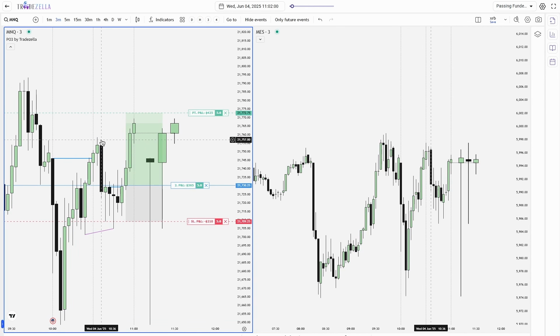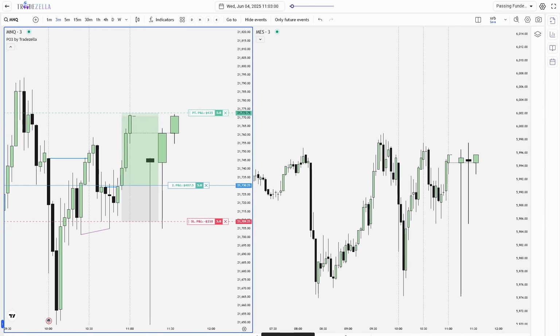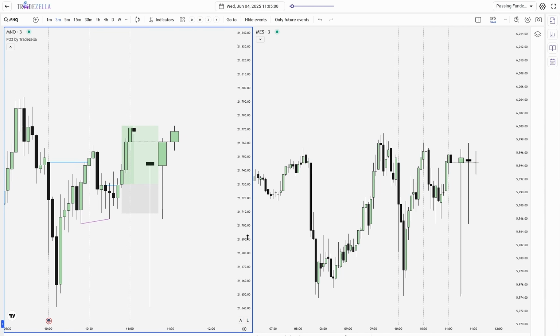Now we are above the previous candle high. If we see some kind of reaction, then we can move our stop loss to break even. And we have hit our objective.